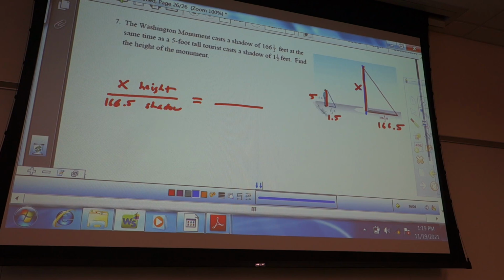So how tall is the guy? So, height is 5. I don't know, it's fine.